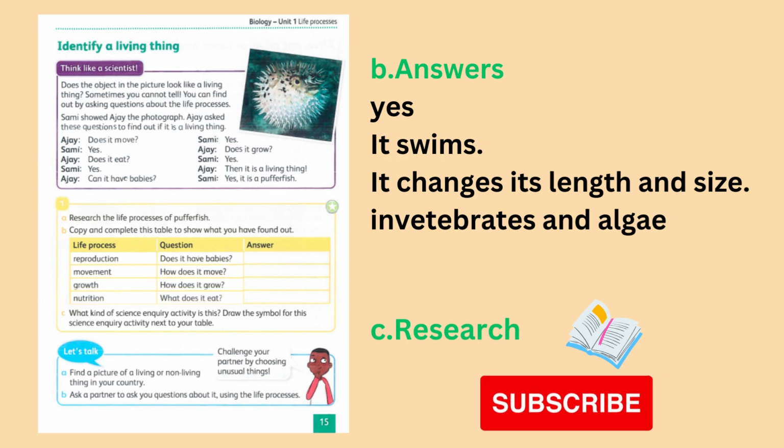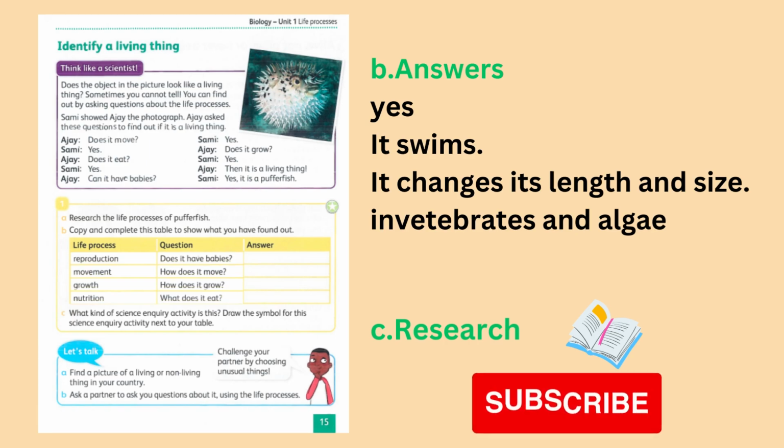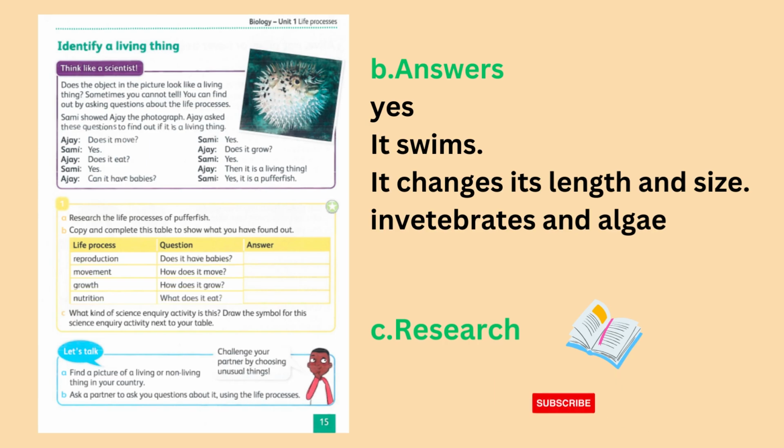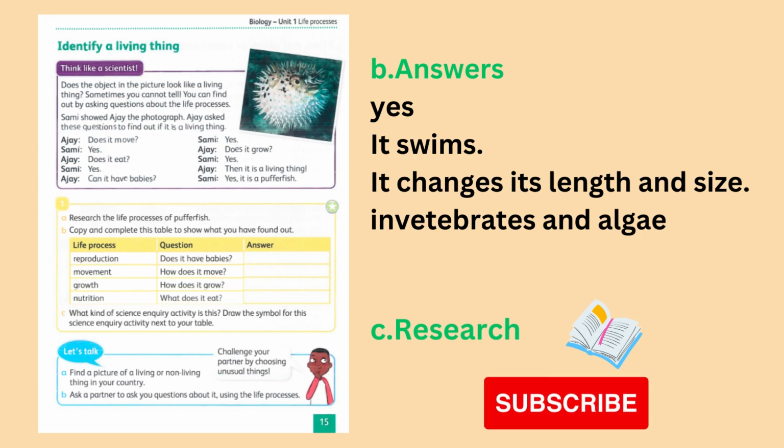Now you have to do something. Number one, A, research the life processes of pufferfish. B, copy and complete this table to show what you have found out. Life process, question, and answer. Reproduction. The question is, does it have babies? Yes. Now the life process is movement. How does it move? It is a fish. It swims.